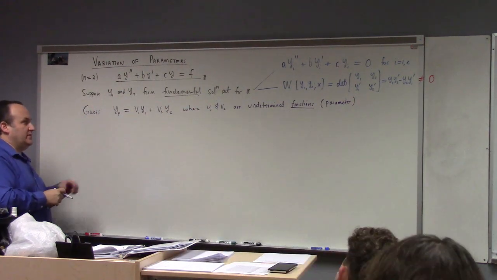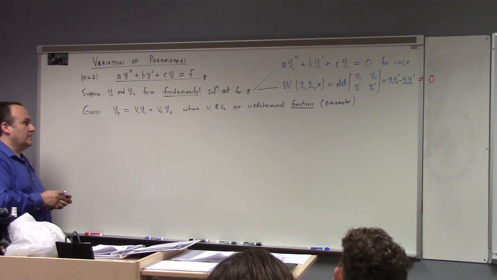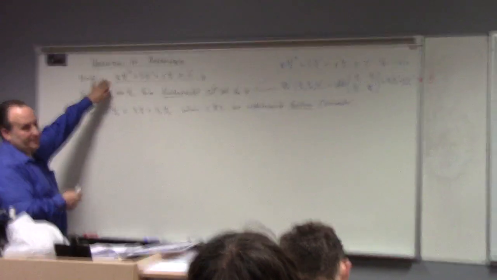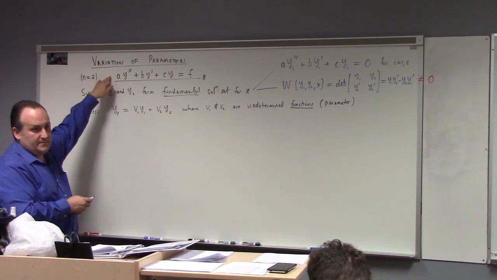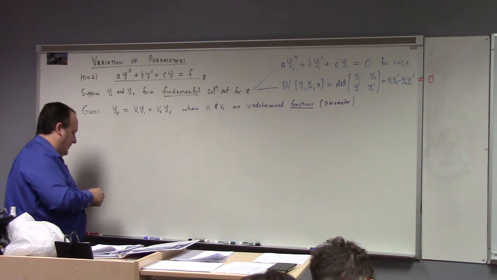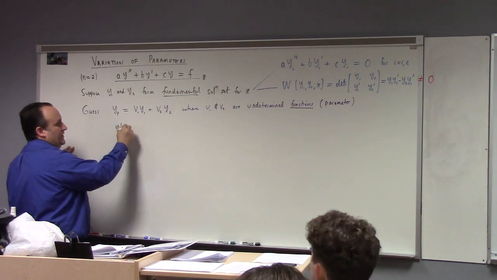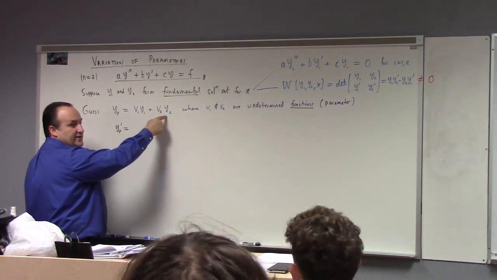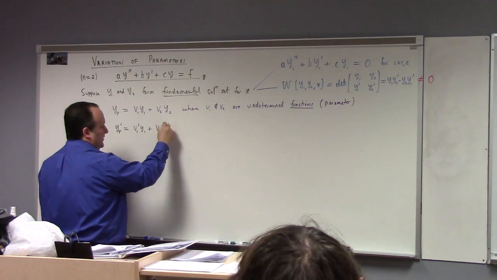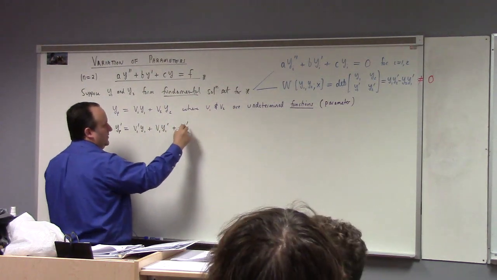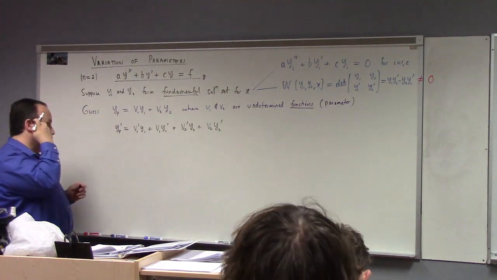So if this is going to be a solution to star, what does it take for this to be a particular solution? If we differentiate this once, then twice, and plug it back in, it should work. So you guys help me out. How do I differentiate to get yp'? v1 and v2 are unknown functions, so I've got product rule. We get v1' y1 + v1 y1' + v2' y2 + v2 y2'. So you've got these four terms.